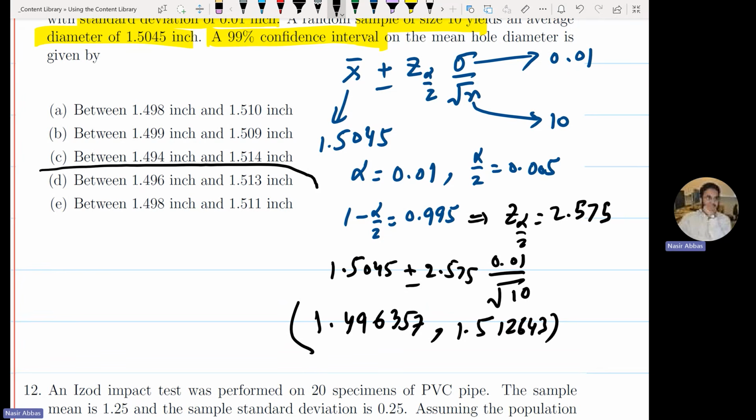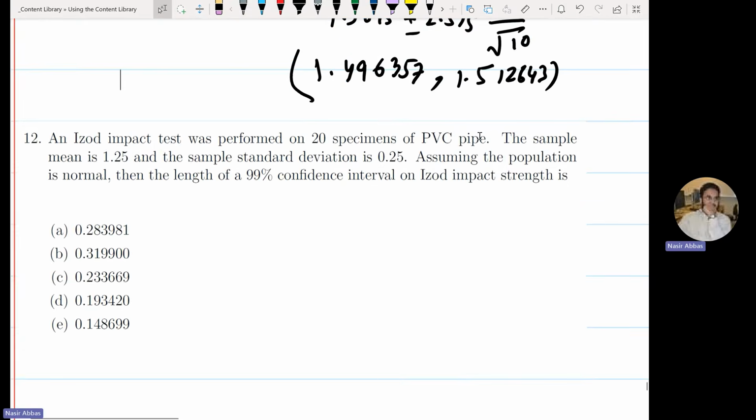D is the closest, I think. So D is the correct answer. Rounded to 3 decimal points were the options. So we checked up to 3 decimal points, which one is the closest. Question number 12.